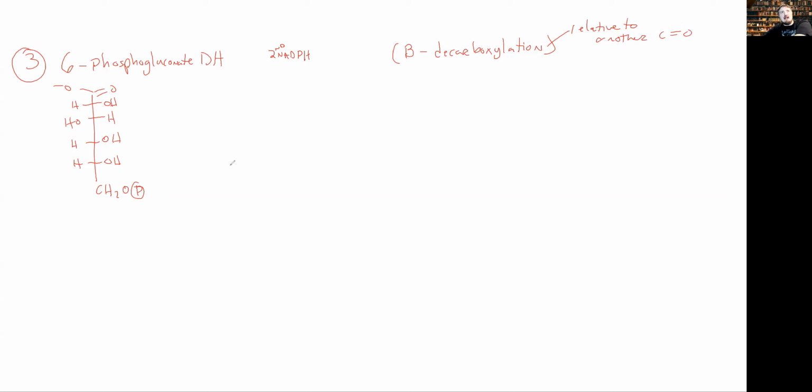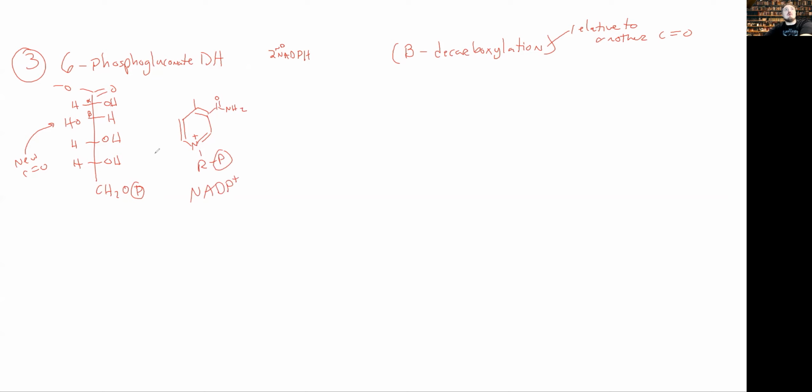But in this molecule, we don't have any other carbonyls. We just have the one from the carboxyl group. And so we need to make a new carbonyl group at the beta position. And this one is, for example, going to be right here. This is going to be our new carbonyl. Okay, but we need to get the hydrogen off of it. And we're going to do that by NADP. Again, here's our NADP plus.